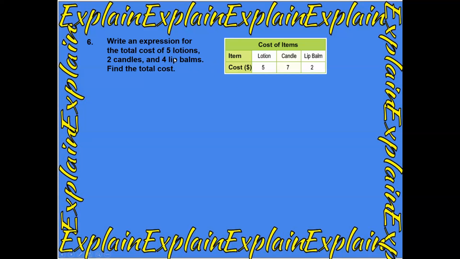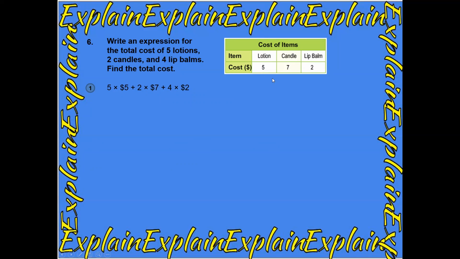Write an expression for the total cost of 5 lotions, 2 candles, and 4 lip balms, and then find the total cost. Okay, so now they're asking you to write the expression that will get the correct answer to this word problem. Okay, so total cost of 5 lotions. So lotions are $5, so 5 times $5 for the lotions, plus, because when you're buying a bunch of stuff, you add it all up.